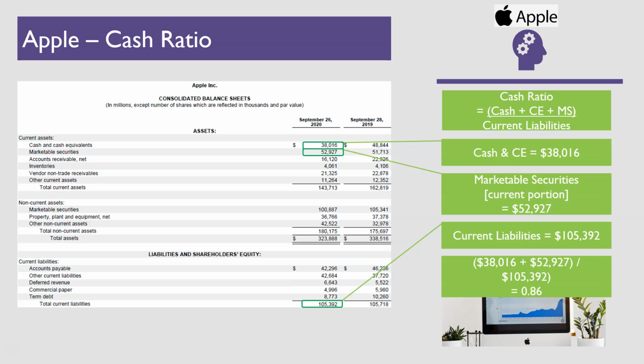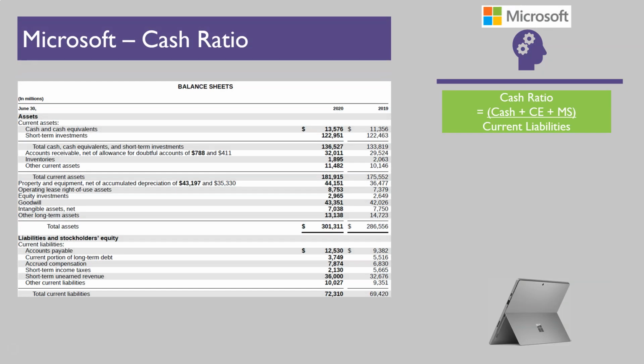Now I'm interested to see how does this compare to Microsoft. So now let's calculate this for Microsoft using the same formula. We'll take cash equivalents and the marketable securities or short-term investments. We'll take the sum of that and divide it by Microsoft's current liabilities.